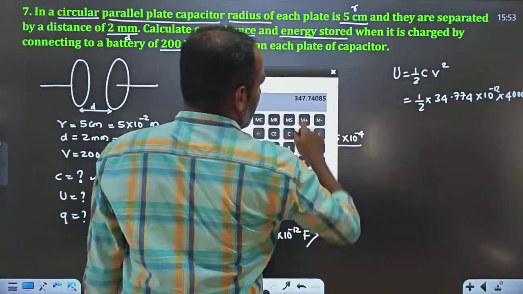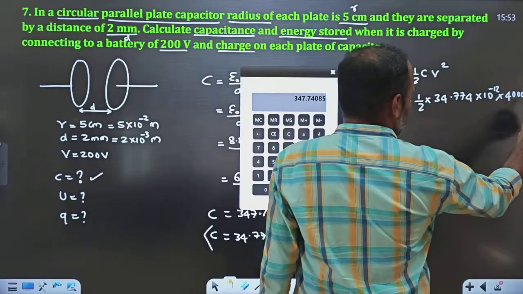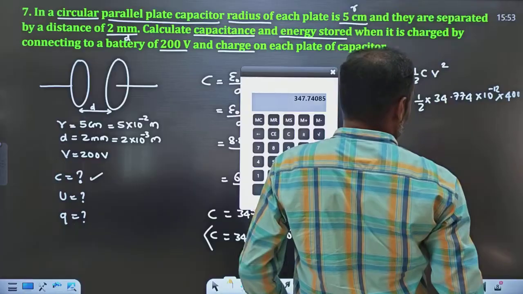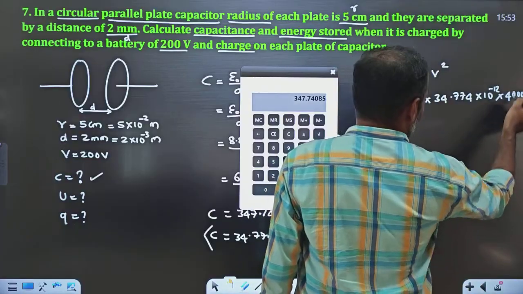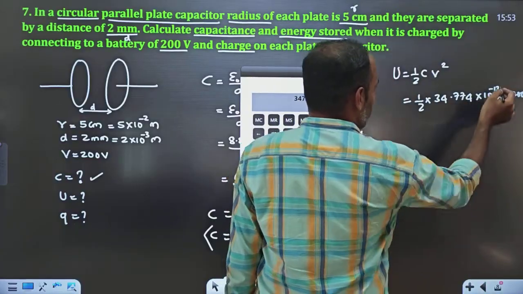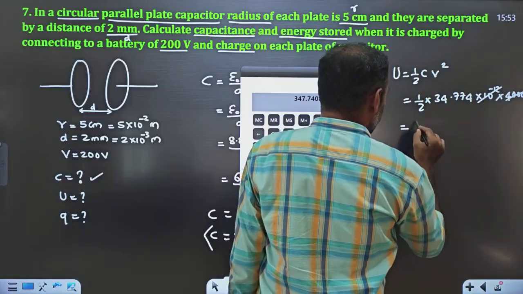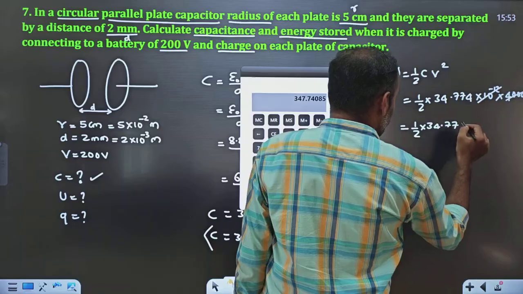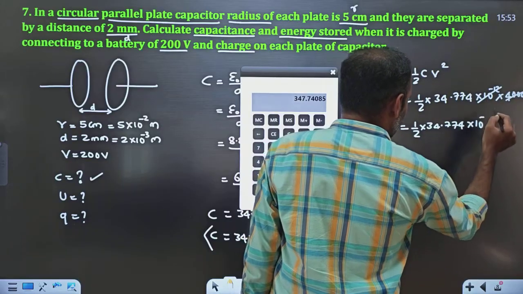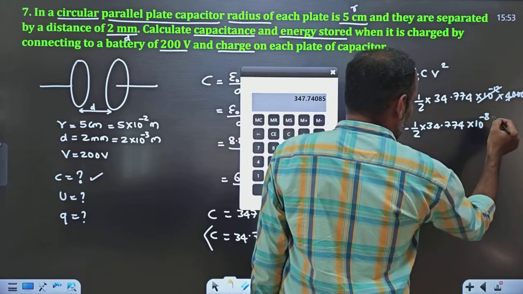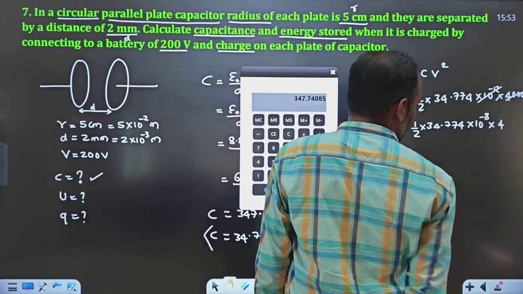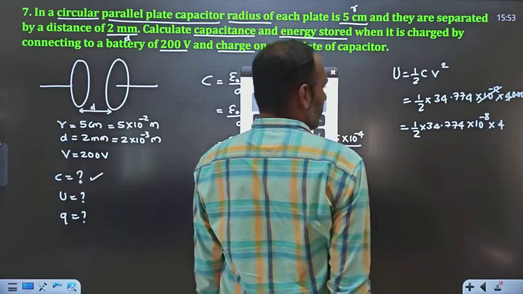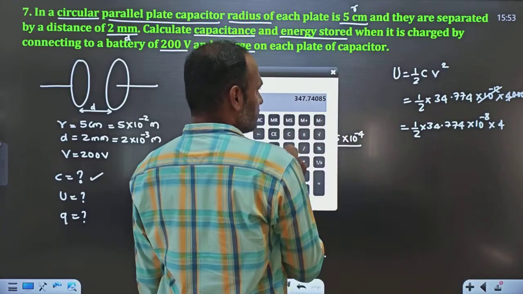Let us simplify this. Look, here actually there are 4 zeros. So 10 raised to plus 4, and 10 raised to minus 4 from this will get cancelled. You will get 1 by 2 into 34.774 into 10 to the power minus 8, into 4. Right? Into 4. Here we have cancelled only the 4 zeros, we have not cancelled the 4. Okay. Now we will simplify this.